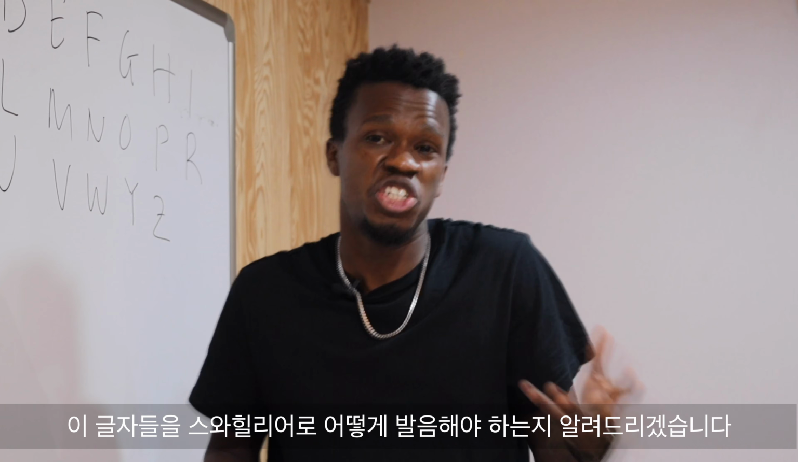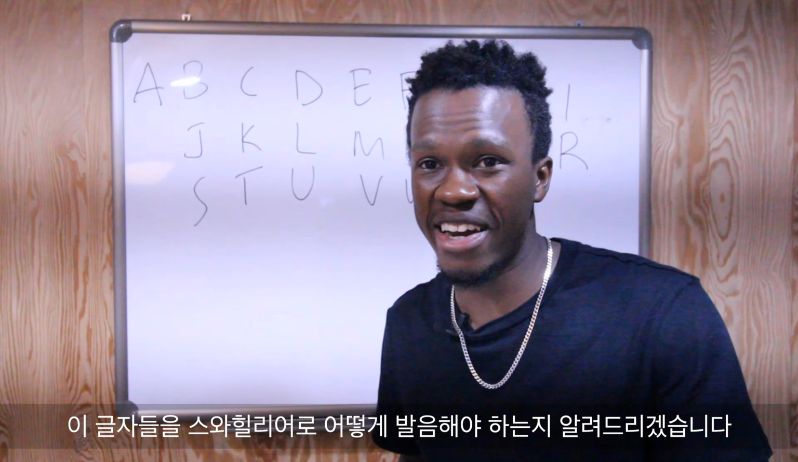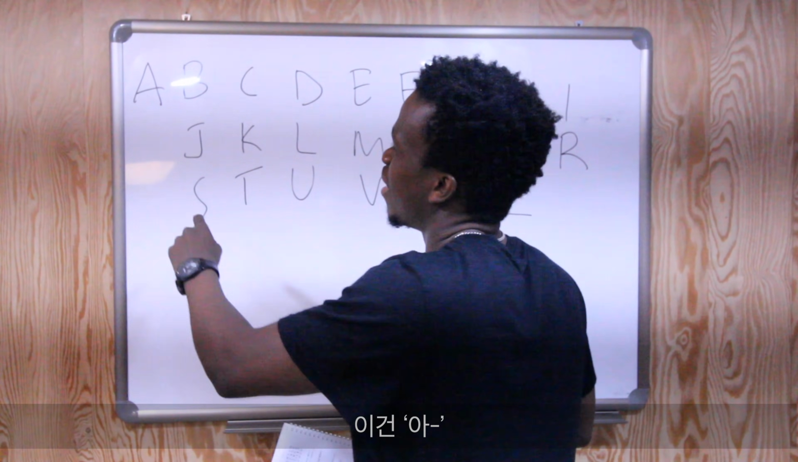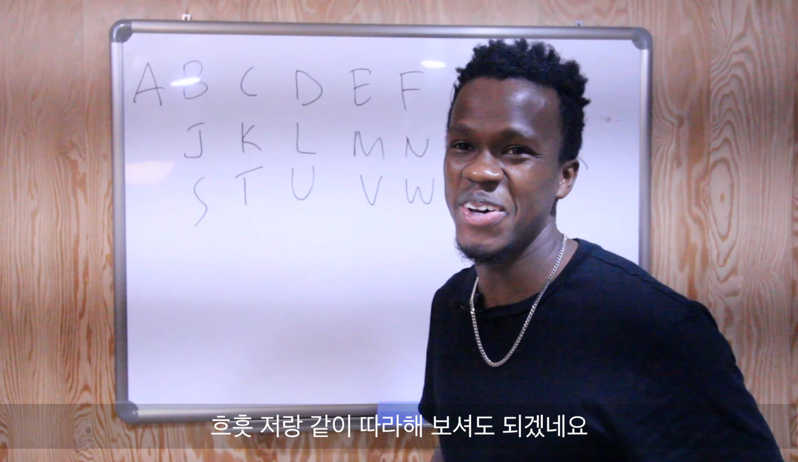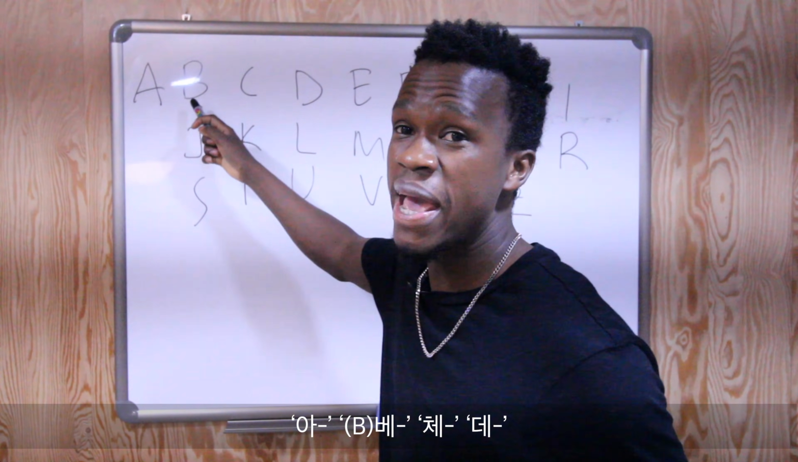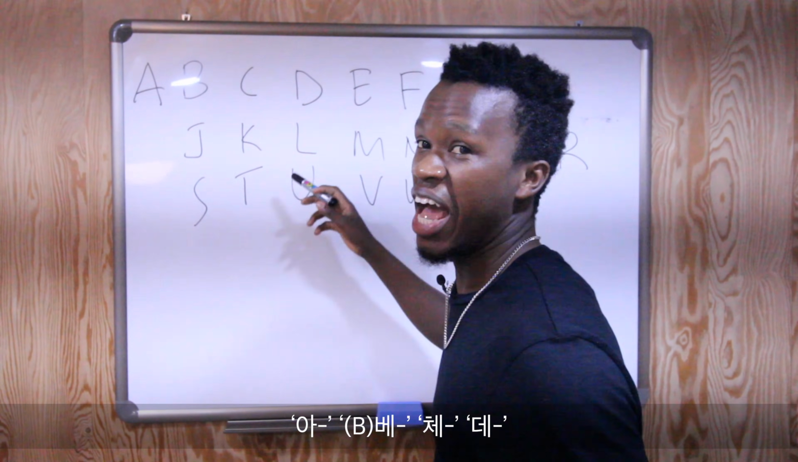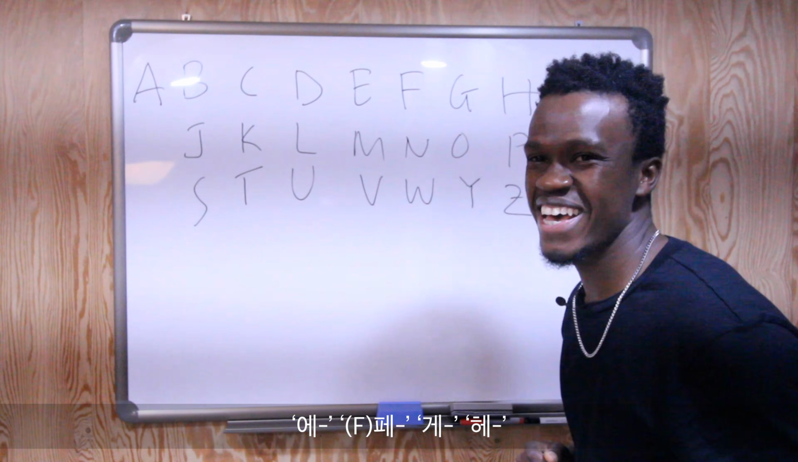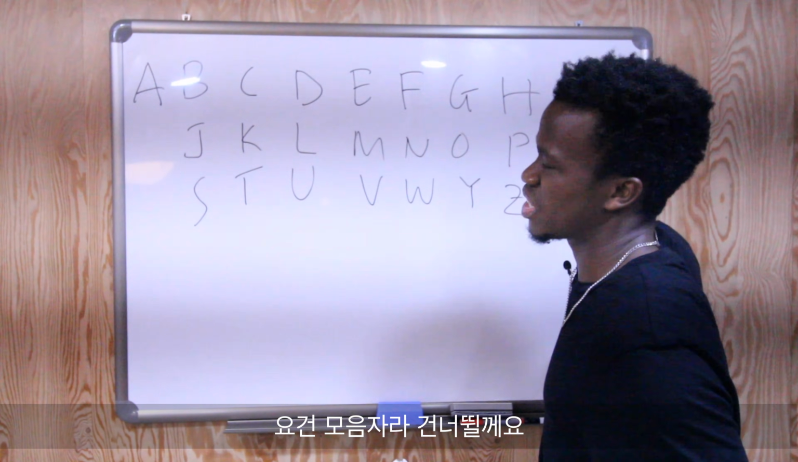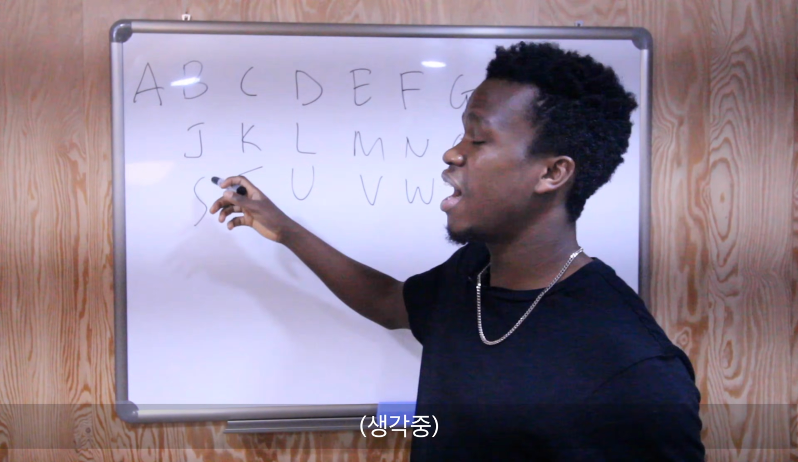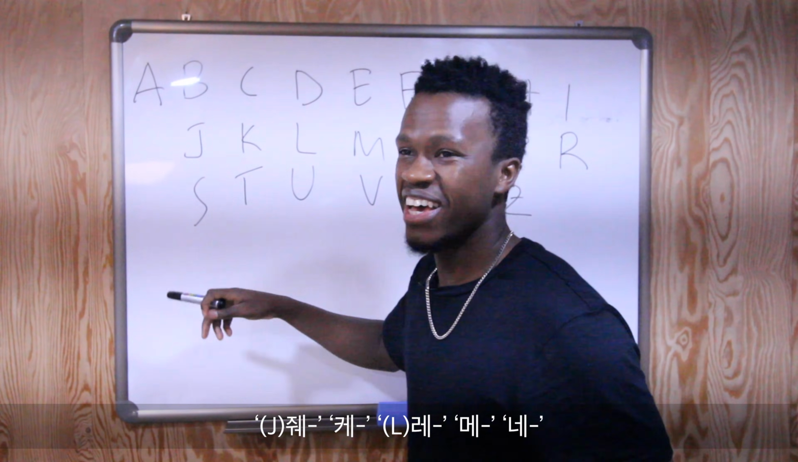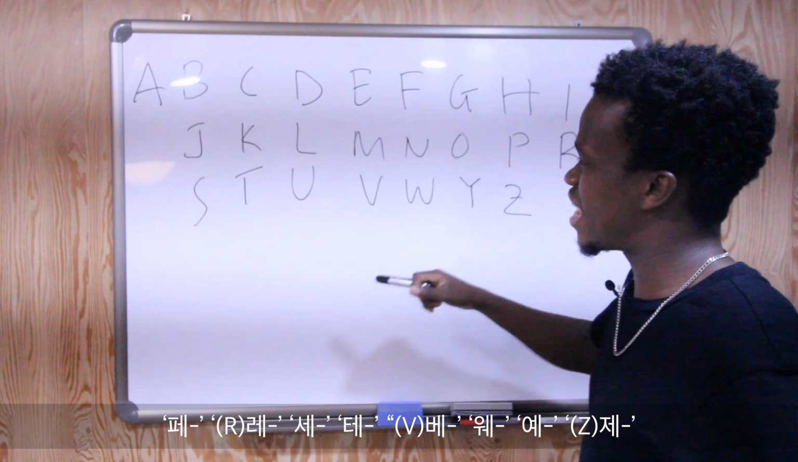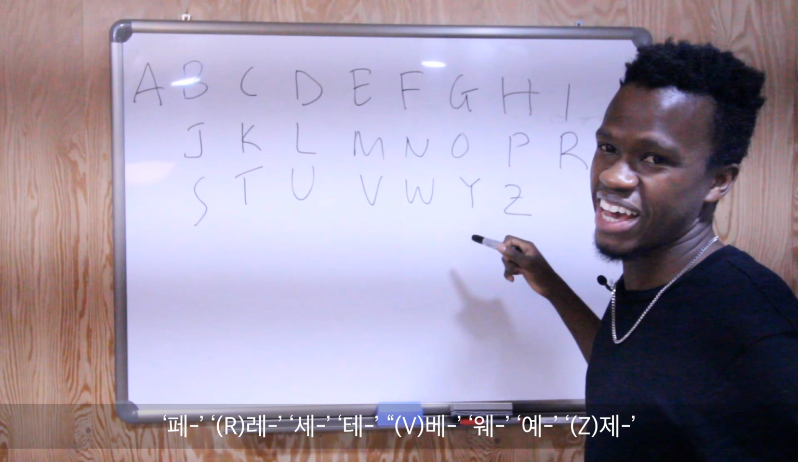So for instance, I will start teaching you how to pronounce these letters in Swahili. Okay, let's go. This is A. You can follow along. Actually, it is A, B, C, D, E, F, G, H. We are skipping this because it's a vowel. J, K, L, M, N. We are skipping this. P, R, S, T, V, W, Y, Z.